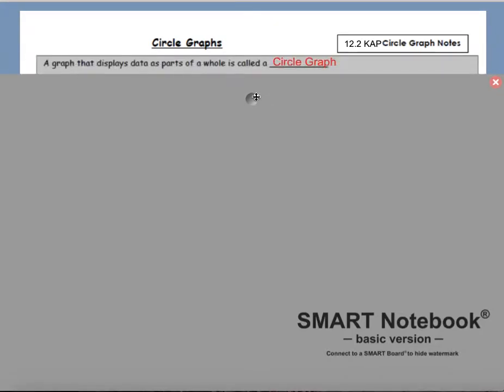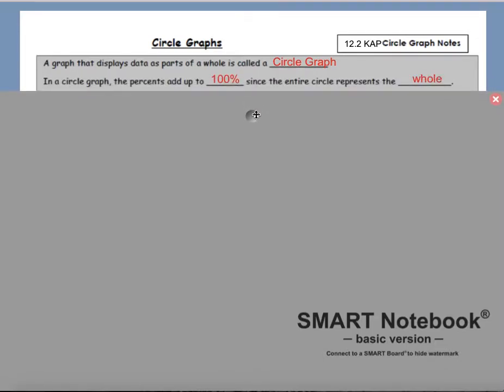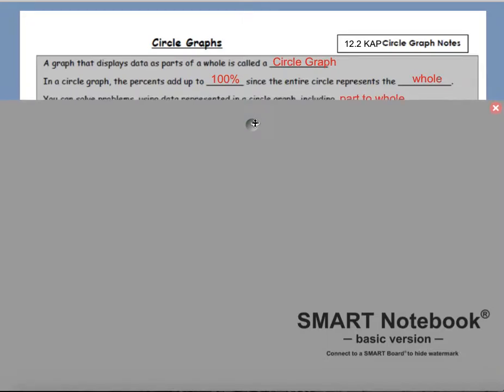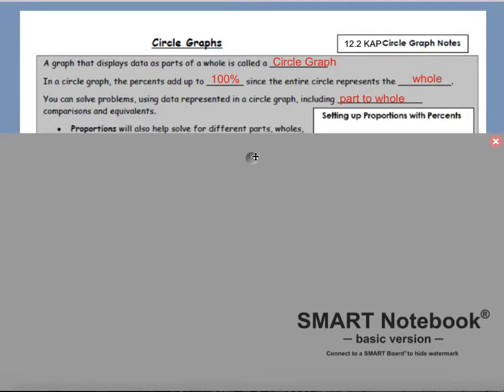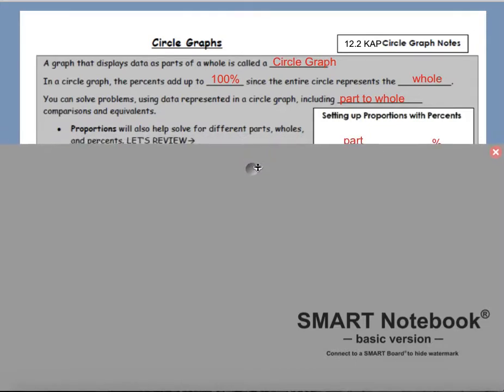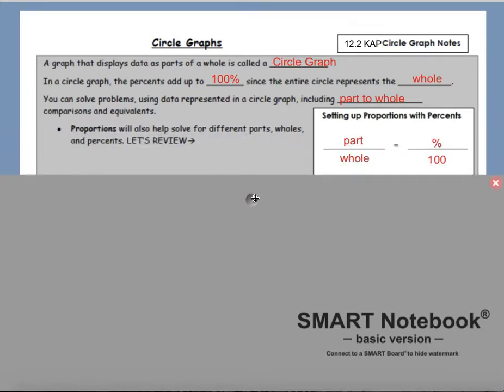So, a graph that displays data as part of a whole is called a circle graph. In a circle graph, the percents add up to 100% since the entire circle represents the whole. You can solve problems using data represented in a circle graph, including part-to-whole comparisons and equivalence. Whenever you're solving problems for a circle graph, you can use proportions, and remember, we can set those up by doing part over whole equals percent over 100.